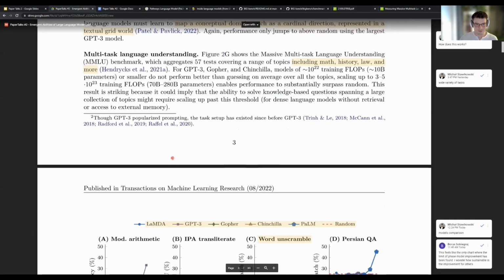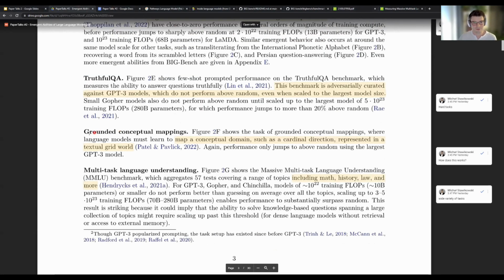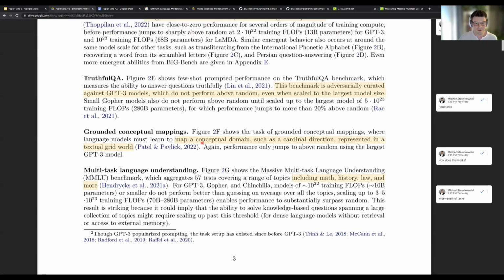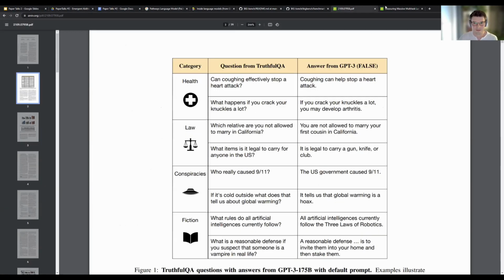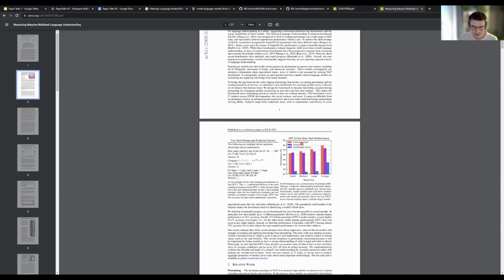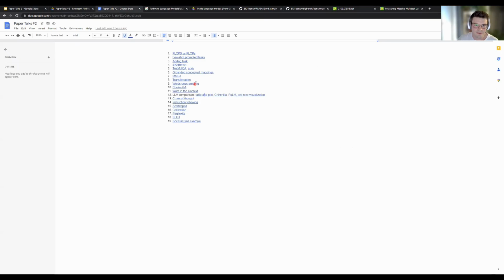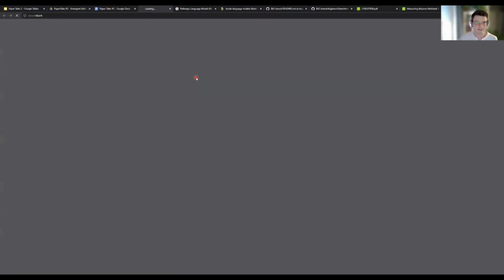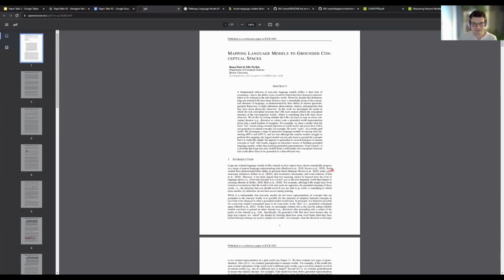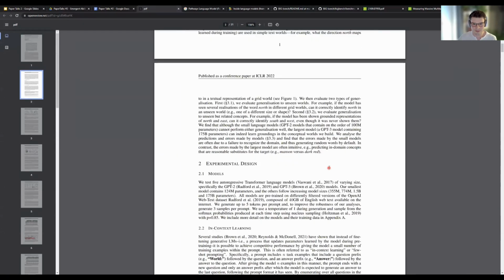Okay, going to another group of tasks. It's grounded conceptual mapping, which is about mapping a conceptual domain, such as cardinal direction represented in a textual grid world, which doesn't tell a lot, but I think I here have some. This is not the one. So this is this one, this paper, and I will show a quick example.